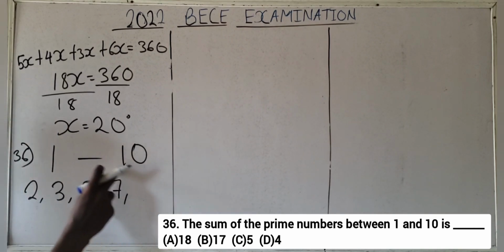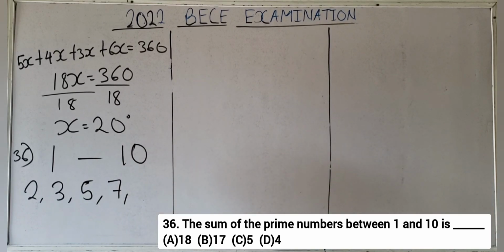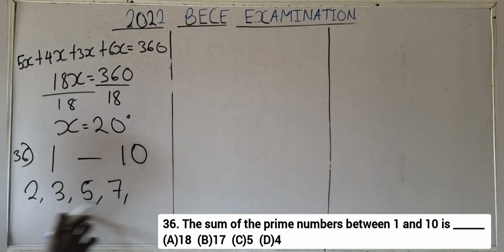So all these numbers are false between 10. Let us check 10 itself. 10 is not a prime number because 10 is divisible by 1, 2, and 5. So 10 is not a prime number. So these are the prime numbers that we have.